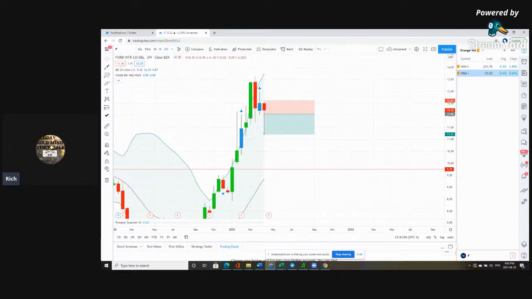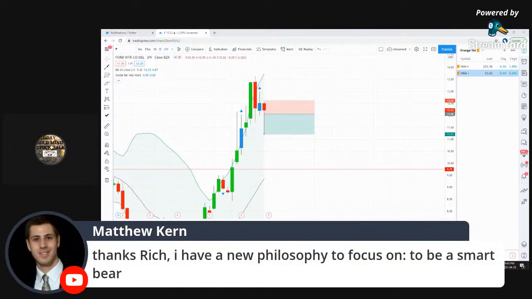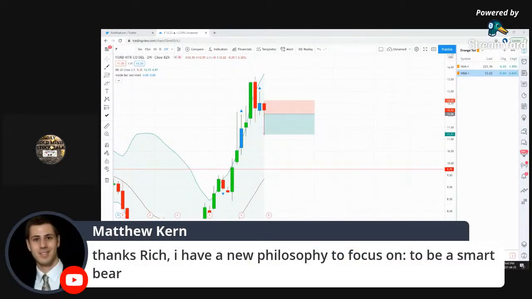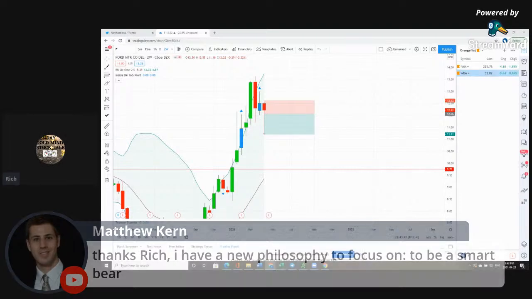So Matthew says, thanks for intro. I have a new philosophy to focus on: be a smart bear. Yeah, on the bear side, if you're shorting, you can make money, but you have to be smart. Because if you're shorting and the market is bullish, you know that the market is against you, so you have to be willing to cover. Most of the time when you play to the bull side, you can get bailed out because the market is just so strong. But when you're going to the downside, you better have a plan. You better have a target. You better not play around, all right?